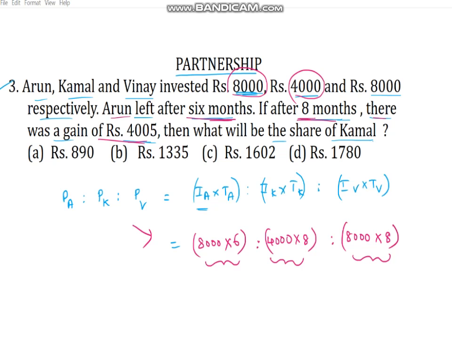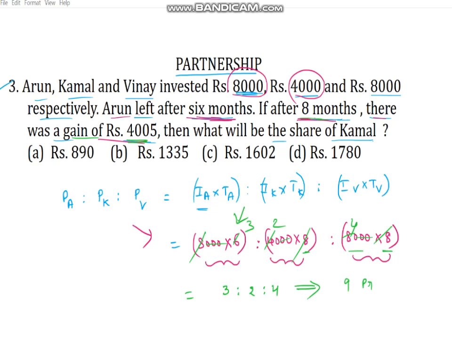So Arun left after 6 months, so Arun only invests his amount for 6 months. After 8 months, they close their business, so the gain is 4,005 rupees. Kamal and Vinay invested for 8 months. Here 3 zeros will get cancelled. 8 1s are 8, 1 is 4, 8 1s are 8, 2 4s are 8, 2 2s are 4, 2 3s are 6. So their investment ratio is 3:2:4. How many parts are there? Total 9 parts.